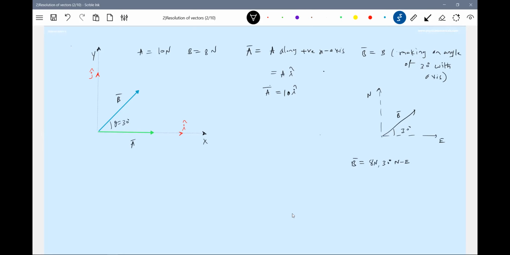8 Newton, 30 degree north of east. So what is the 30 degree north of east? That will be direction. And a bar, we can also write it as a bar equal to 10 along east. These are the various forms. There's nothing wrong.